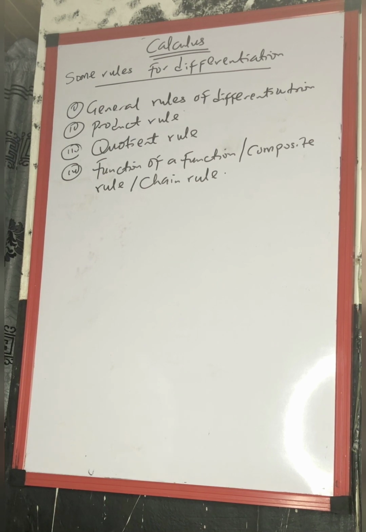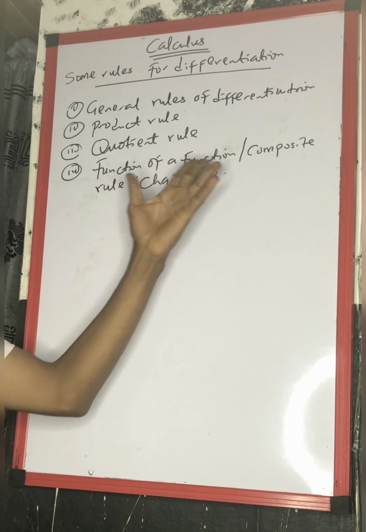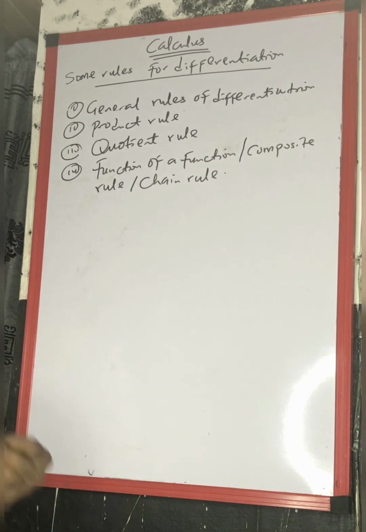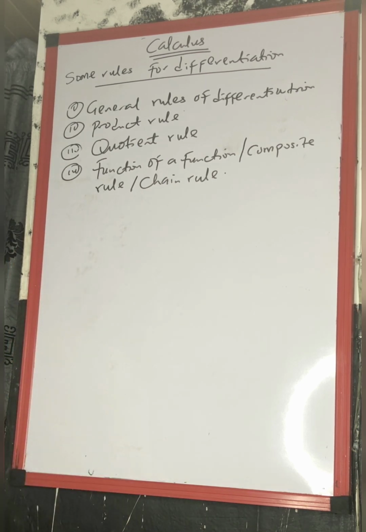All right, good morning. Today we'll be dealing with calculus, and we have some general rules for differentiation. The first rule is the general rule for differentiation, and number two, we have the product rule, the quotient rule, and the function of a function. You can call it the composite rule, or you can also call it the chain rule. So these are what we'll be dealing with this morning.